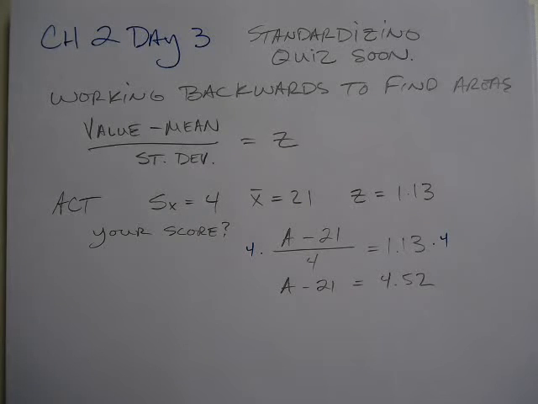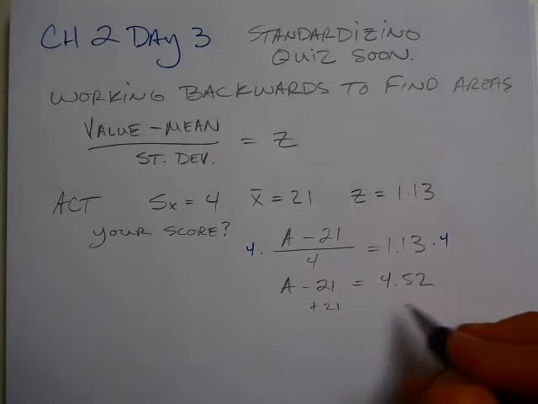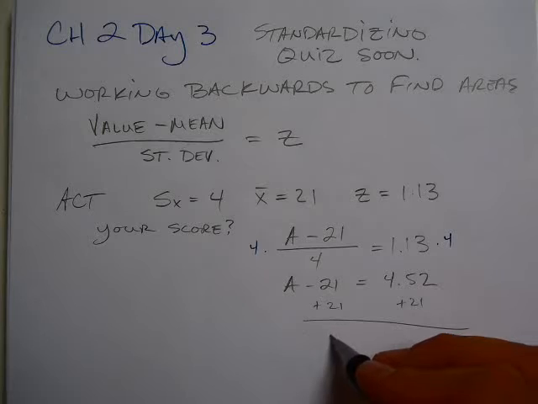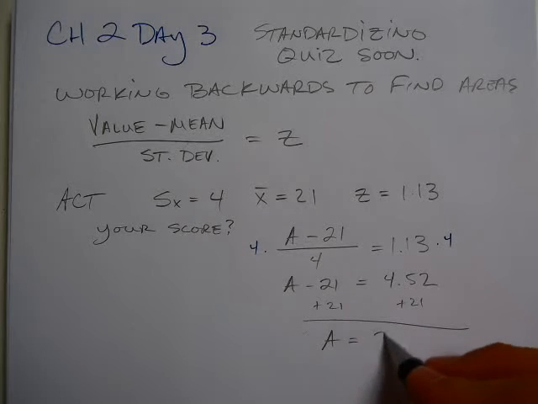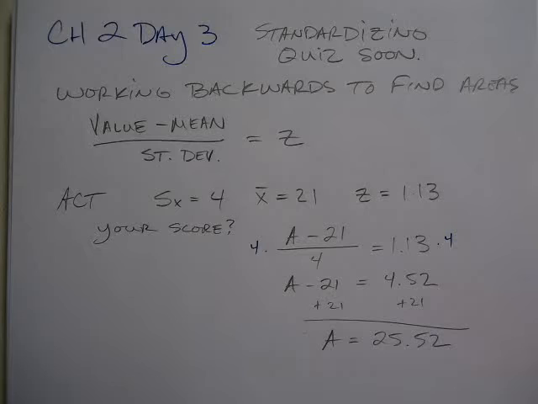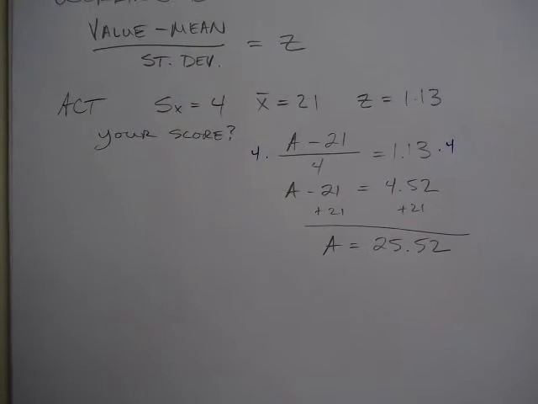Getting rid of the fraction. And then if we add 21 to both sides, we get A, your score, is 25.52. So this is an example where you can solve for your score, but you could use the same approach for anything that's missing. As long as you know 3, you can get the 4th one, right? Okay. And they do tend to throw those at us because they love us, I guess.